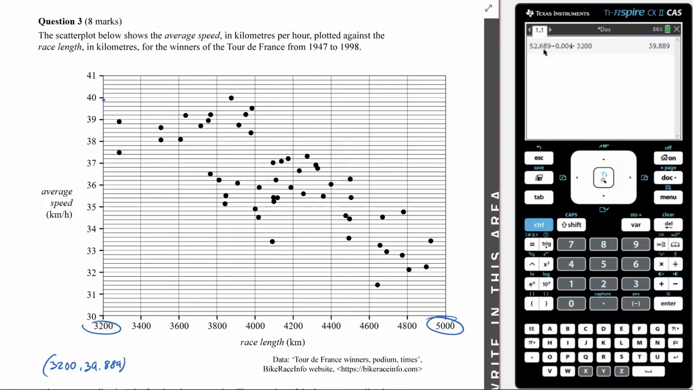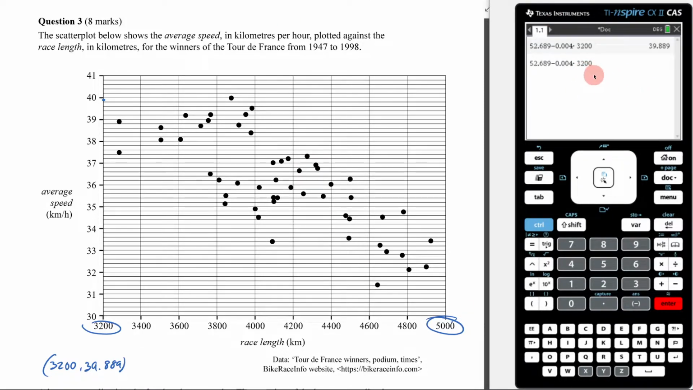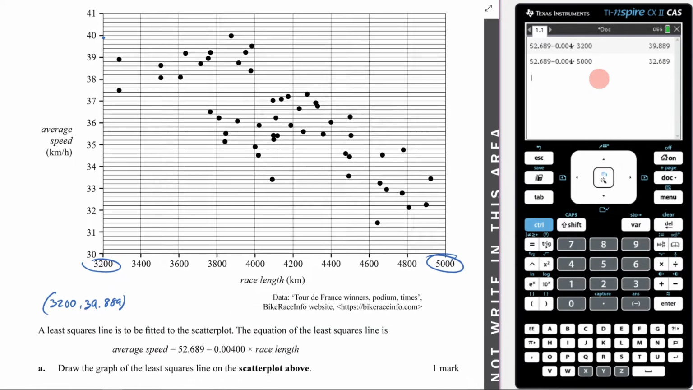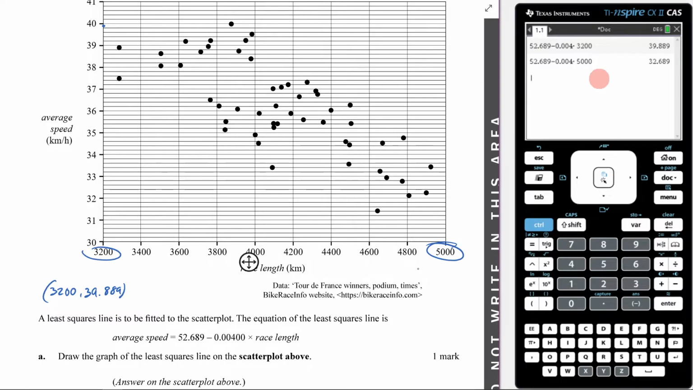And then I need to do the same thing. The way to do this quickly is just come here, bring that down, and then replace that with 5,000. 1, 2, 3. That's going to leave me with that. So I'm going to get 5,000.